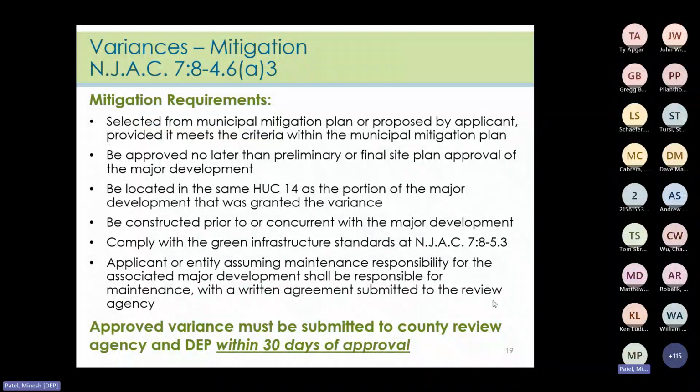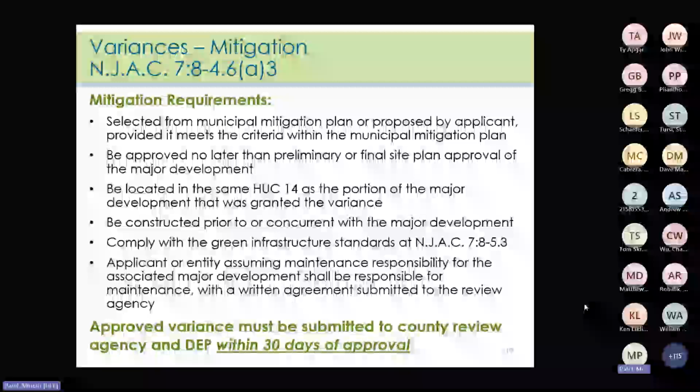There's a lot more to the mitigation requirements that must be met to obtain approval of a variance in the amended version of the rules. A mitigation must be part of the municipal stormwater management plan and follow these new requirements. It must be selected from the municipal list of mitigation projects, or it could be proposed by the applicant if it meets the criteria for the municipal mitigation plan.